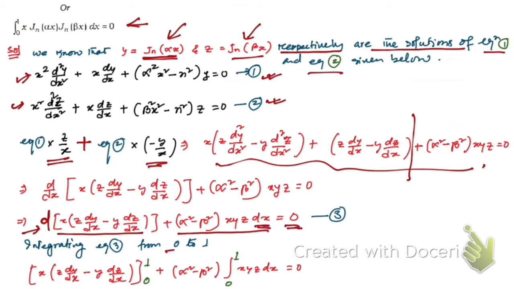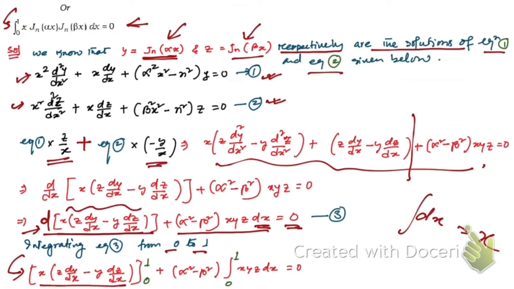Now integrate from 0 to 1, because here we need to prove that the integration from 0 to 1 of x, Bessel's function of alpha x, Bessel's function of beta x dx is equal to 0. I hope you know the integration part. So integrating, we have got this, because when you have the integration of dx, you get x. Similarly, integrating this one, you will get this result, right?